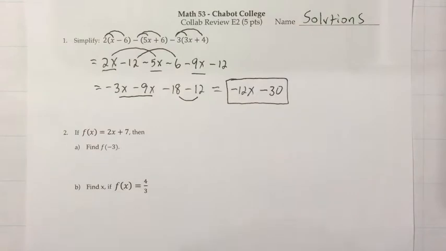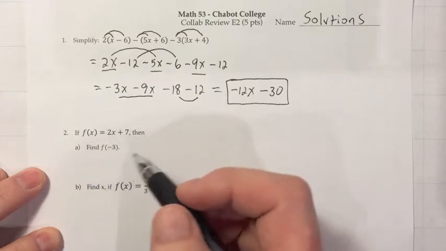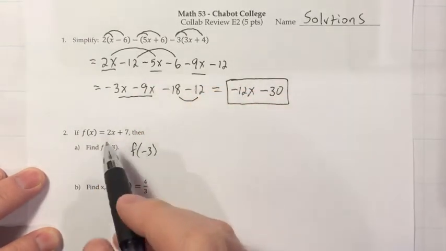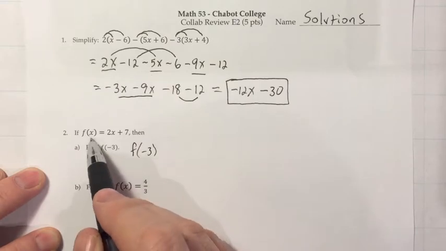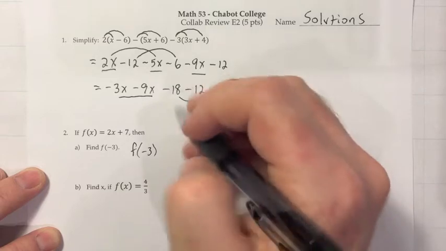Alright, moving on to number 2, working with functions. If f of x equals 2x plus 7, then find f of negative 3. Notice that this negative 3 is inside the parentheses where that x is, so essentially when they tell us to find f of negative 3, they're saying substitute this negative 3 in place of that x, but if we're going to do that, we should substitute it in place of the x's on the other side as well.